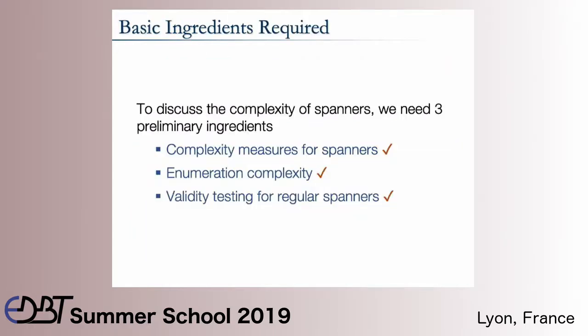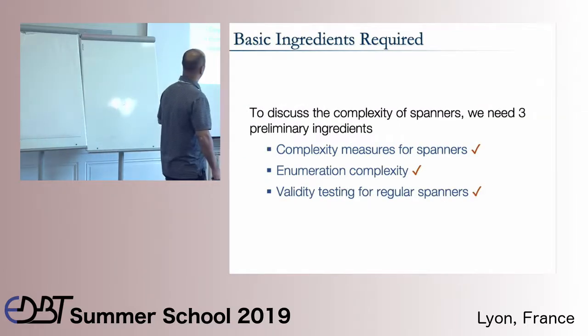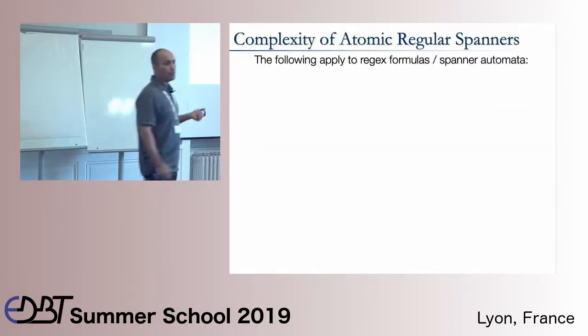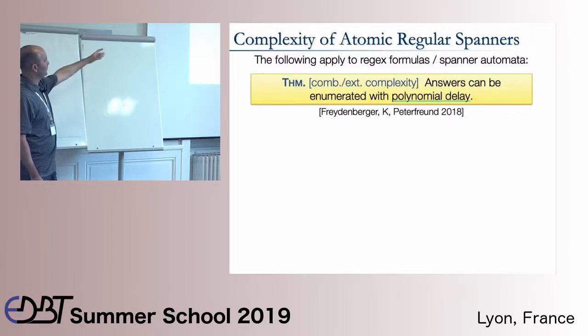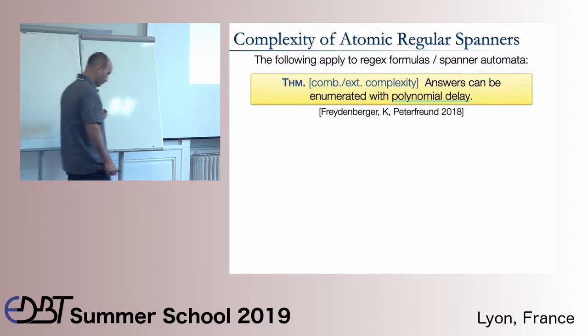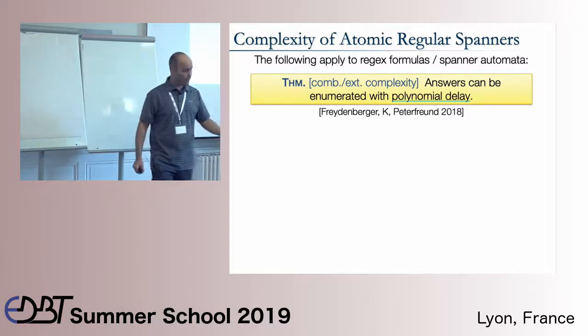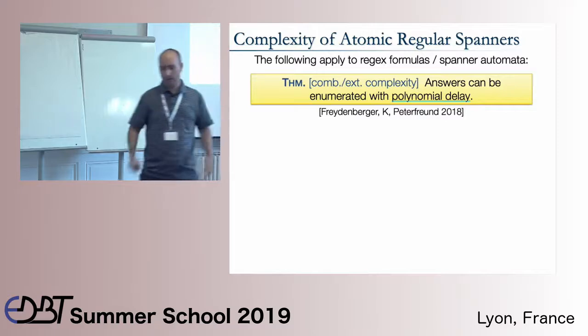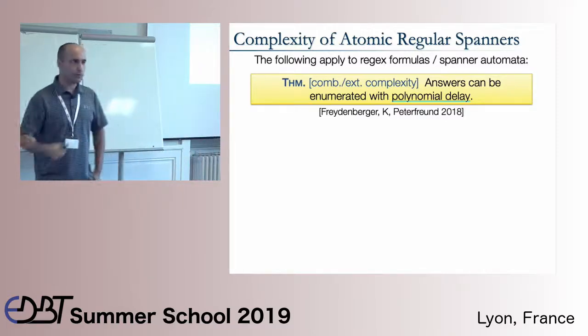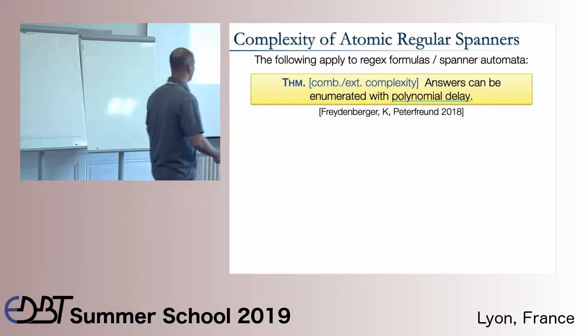All right, so we're done with the three ingredients, and let's start talking about complexity results. So one complexity result is that if you look at the primitive extractors like regex formulas and spanner automata, the answers can be computed with polynomial delay. This is under the combined complexity or the extraction complexity, which is the same because you have only one atomic extraction, the extractor that is given as part of the input.